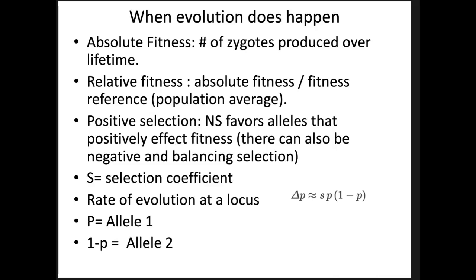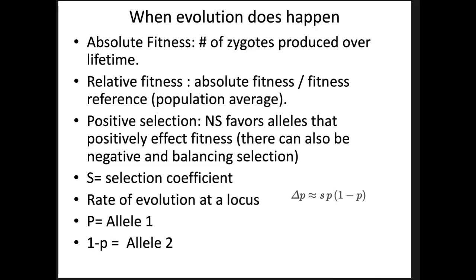Positive selection: there are many different types of selection, but positive selection is when an allele that positively affects fitness is being selected for by natural selection. There's also negative selection, and there's also balancing selection. We could talk about those more later, but I'm going to give you some examples of positive selection, and I'm going to talk to you about the selection coefficient and how we calculate that. And we're going to see an example in a second here.